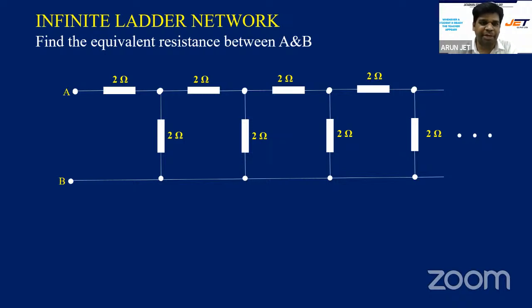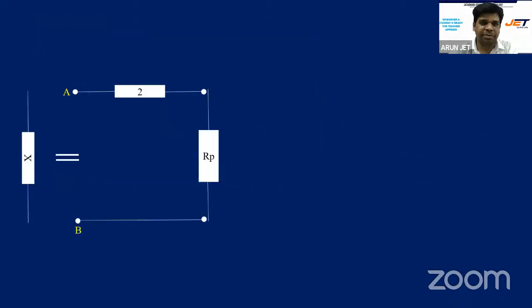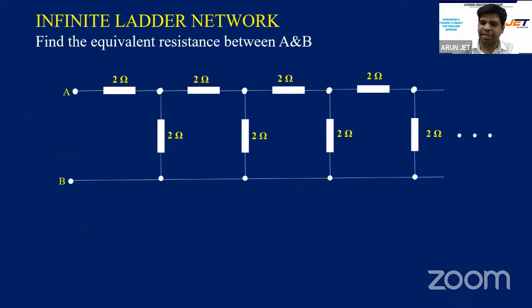All right. Let me go ahead. So, students, over here, there's an infinite ladder network. Why is it called a ladder network? Because it looks like a ladder. So if this is X, let's say, what is X? The equivalent resistance between points A and B of this ladder network is X. If I remove this 1 unit, the equivalent resistance of this part would also be X because this is also an infinite network.